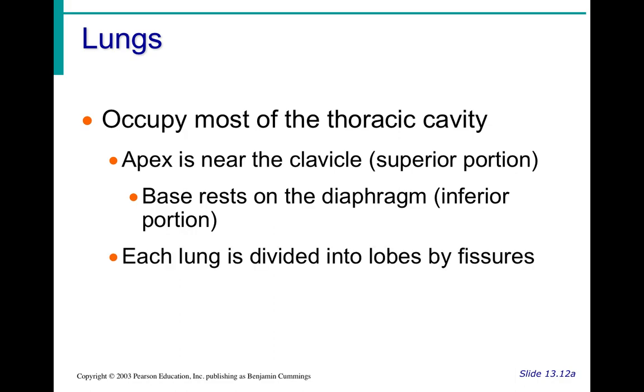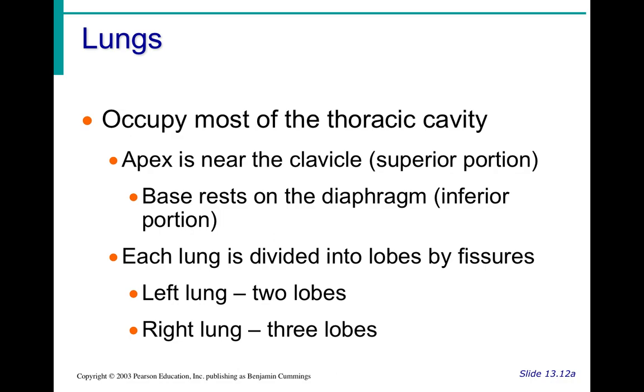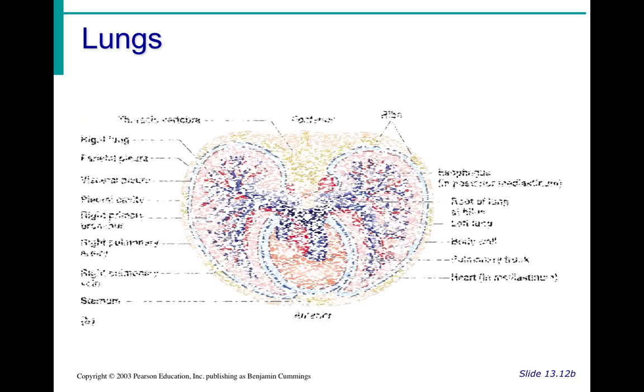So each lung is divided into lobes by fissures, kind of like the brain was. If you ever hear of somebody that has lung cancer and has part of the lung removed, they usually have lobes of the lung removed rather than the whole thing. Your left lung has 2 lobes, your right lung has 3 lobes.